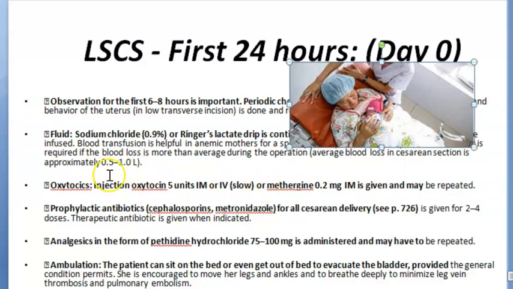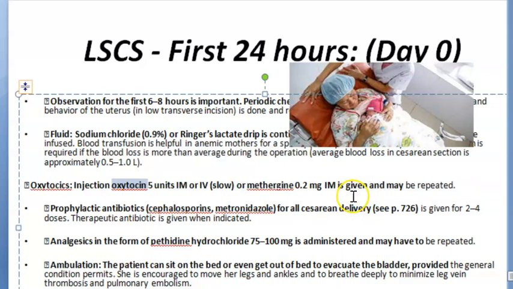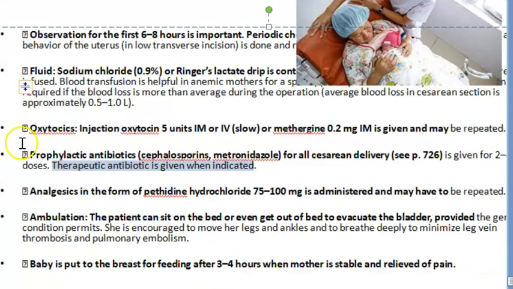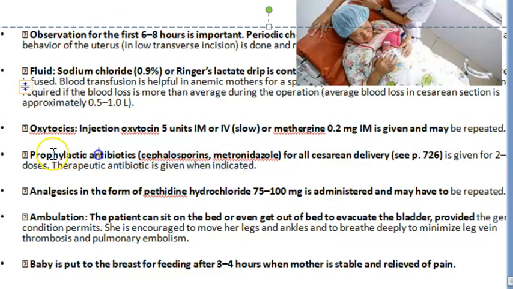Then you may have to give oxytocin or methergin to this person. Why? Because you want the uterus to contract. Then you will give prophylactic antibiotics like cephalosporins, metronidazole. Therapeutic antibiotic is given only when indicated. Anyways, you should maintain a sterile environment during cesarean so that there is no infection, and antibiotic prophylaxis may be given like cephalosporins.